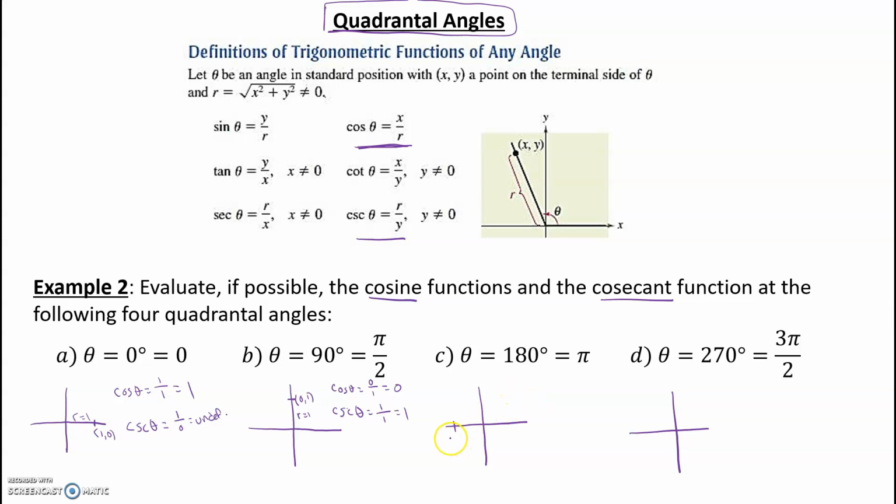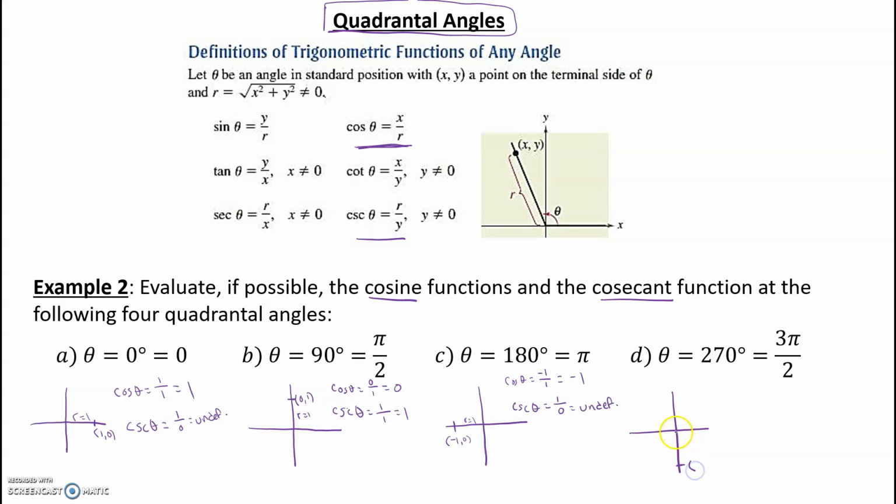Moving on. Here we've got our coordinate -1, 0, and our radius is still 1. We're just using that unit circle, which again, we're going to be working a lot with. So here, cosine is x over r, which winds up being -1. Cosecant is r over y, which again is undefined. Can't divide by 0.